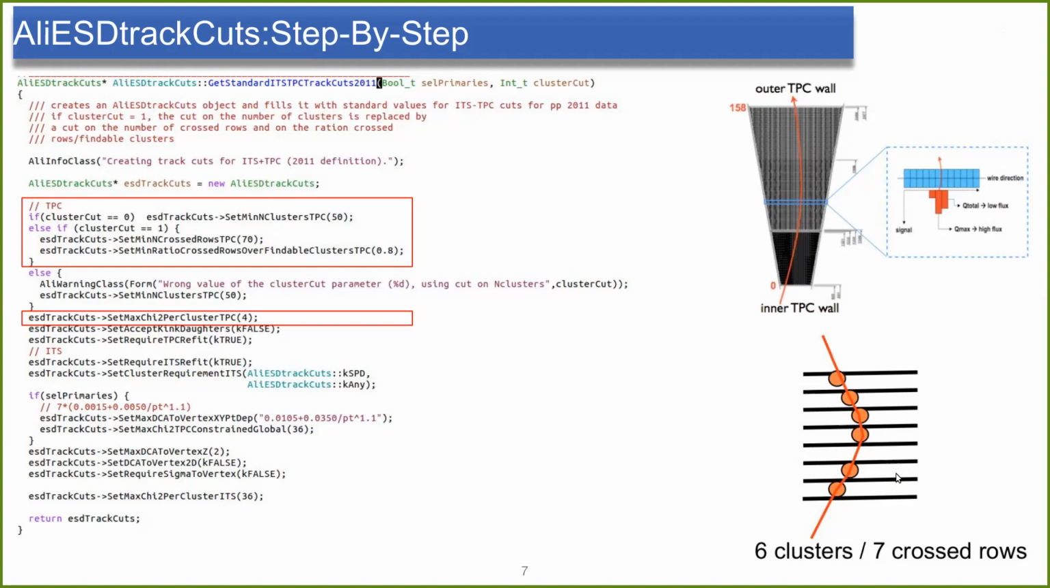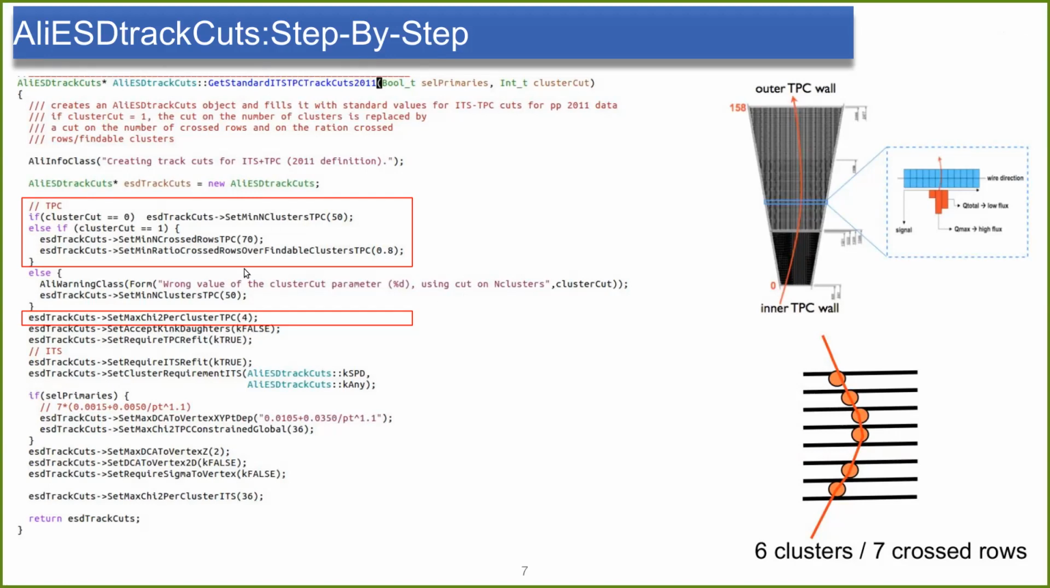This cluster and the number of crossed rows may not be the same in all cases. For example, here you can see that we have 7 rows, and when a track passes through them, we generally say this track passed 7 crossed rows, but it has only 6 clusters or 6 data points, depending upon the energy deposition and the sensor that is fired. So this is basically the difference between the TPC cluster and the TPC crossed rows.